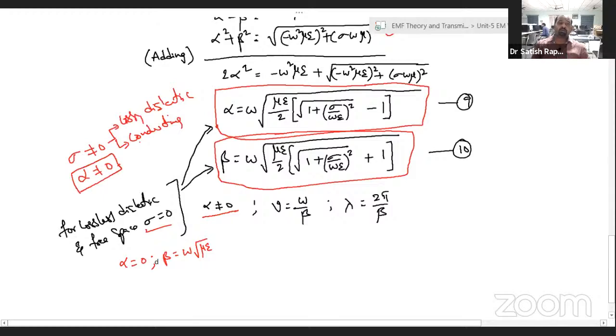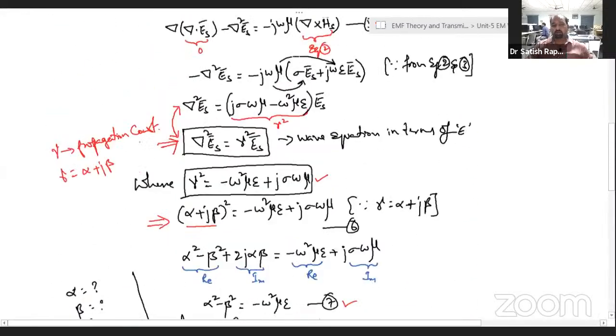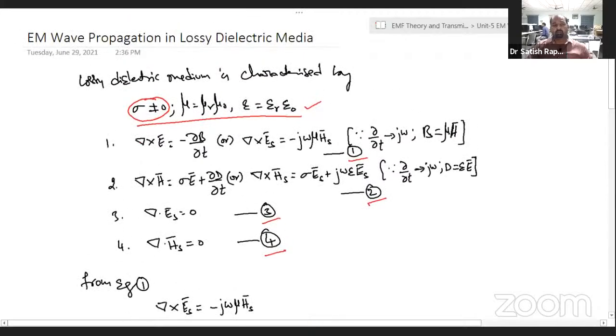So alpha not equal to 0 in the sense what? Attenuation exists, right? The wave's amplitude will get attenuated as it propagates in the media. That means loss, right? Loss in amplitude. So this is how we can define wave propagation in lossy dielectric media.